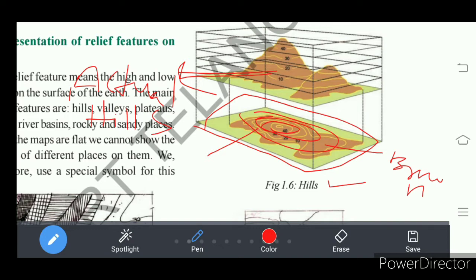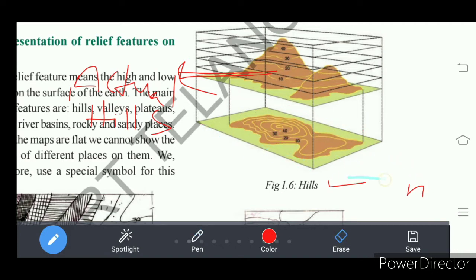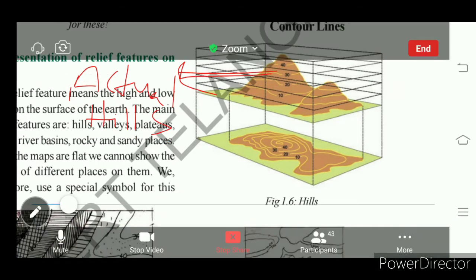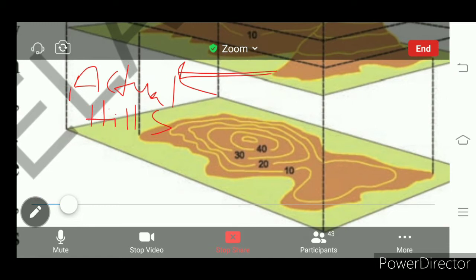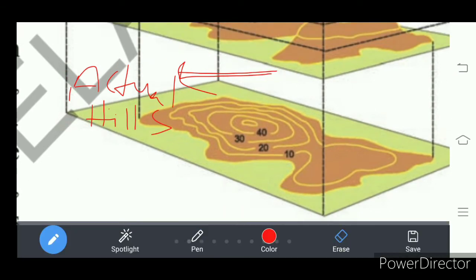Now, this figure 1.6 shows that there are hills here. Understand what is shown here? So how is it shown? Using a method. Some symbols are used in the map, as we discussed. And how is it shown? Different lines are drawn here. Right or not? Different lines are drawn here. Let me show you that.